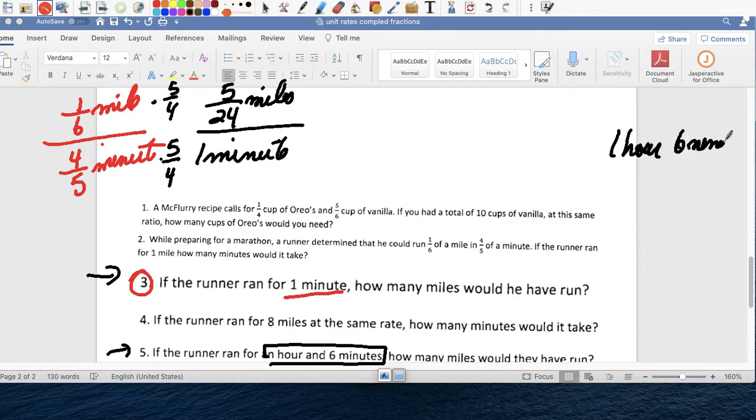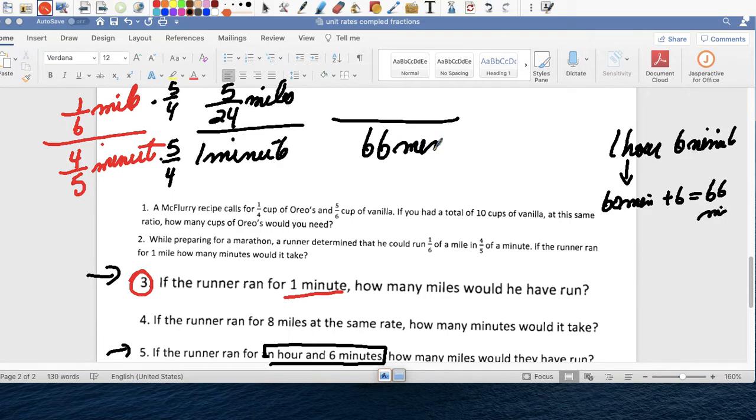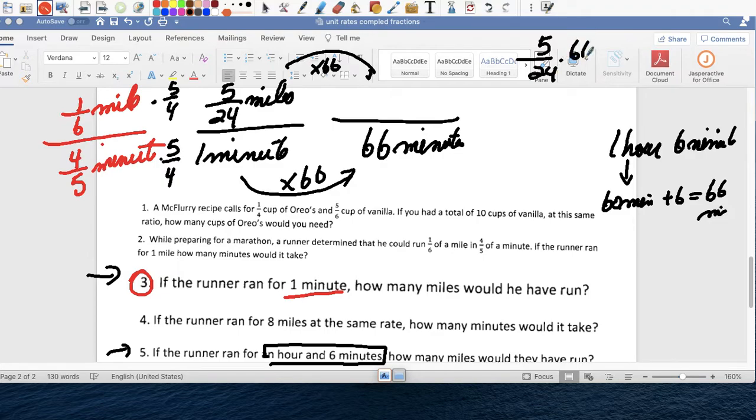¿Cuántos minutos son esos? 1 hour is 60 minutos, 60 minutes, plus 6, this gives us 66 minutes. So I'm going to write 66 minutes here. So if he runs, si corres por 66 minutos, I'm going to times 66, and over here, times 66. So now, use your calculator. 5/24 times 66, oh geez.